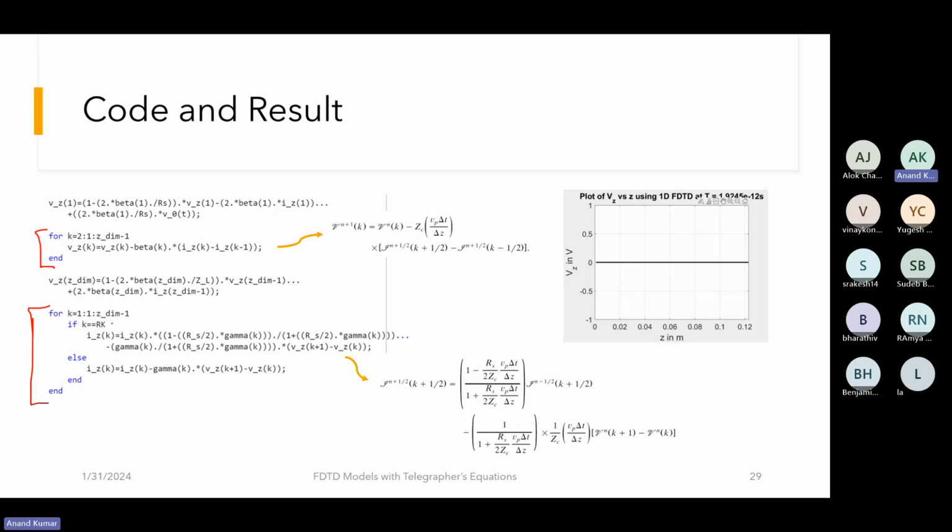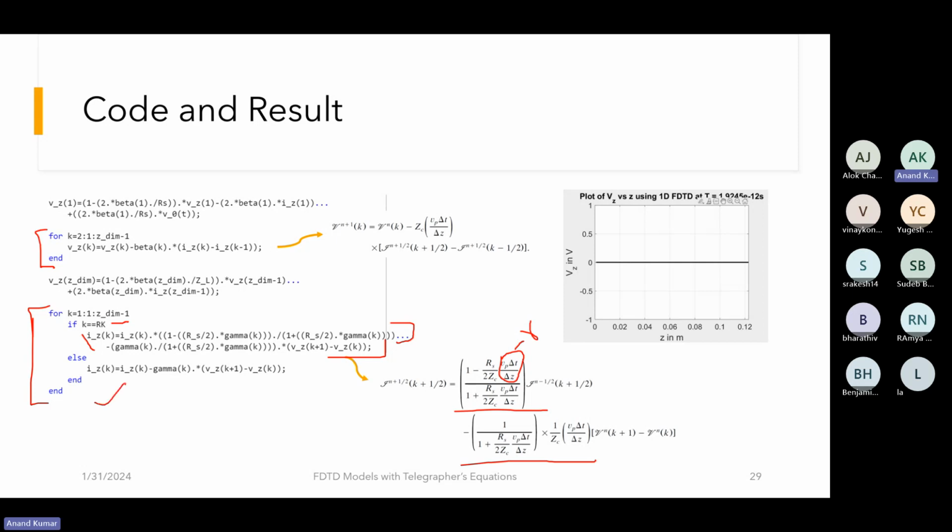So again, we have included the resistor at location RK, and at location RK we are using the modified update equation. So you can see this particular term is written over here and written over here, and this term is again written over here. And we have simplified this particular thing as gamma. So we have just labeled this thing as gamma, so we are writing gamma over here.